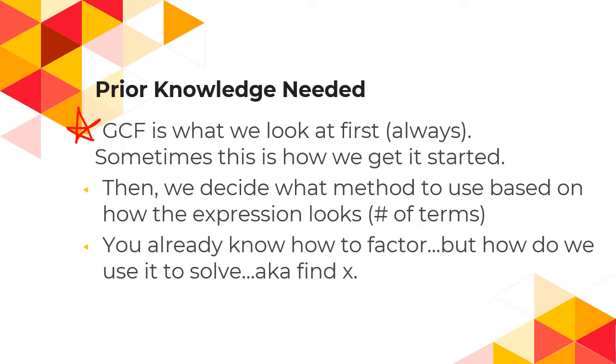Next, we need to decide what method to use based on how the expression looks. For example, if I have 4 terms, I'm going to use grouping. If I have 3 terms, I'm going to use the trinomial factoring, the guess and check we've been working on. And then what we're going to do that you already know how to do is solving for x. We're going all the way back to the beginning of the year, 2-step equations, solving them for an answer.